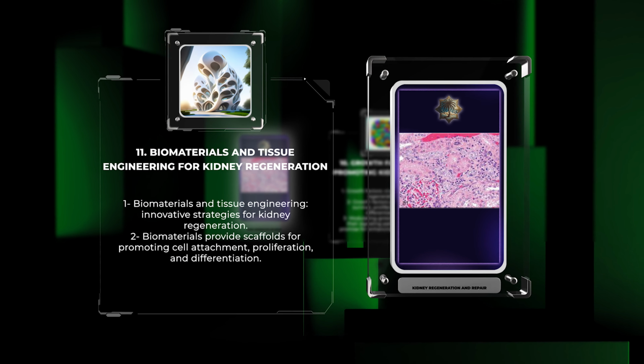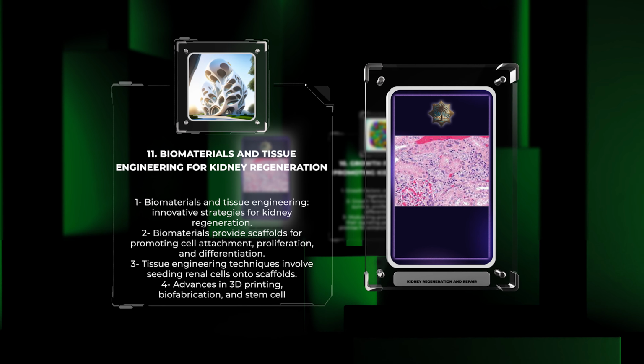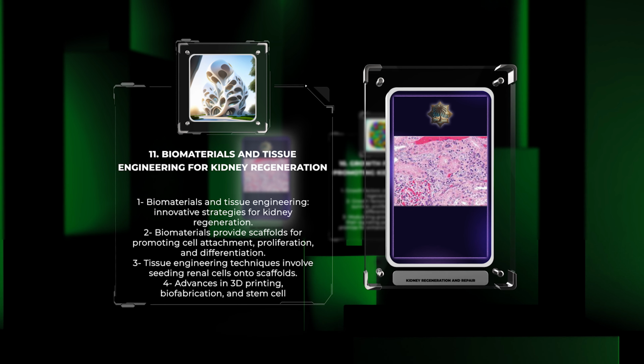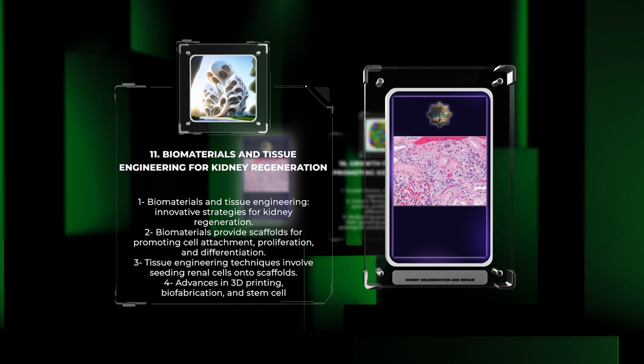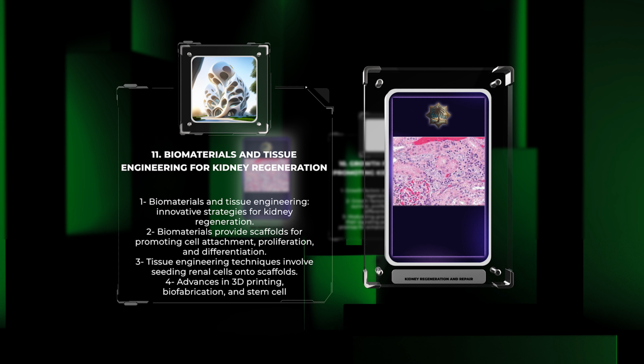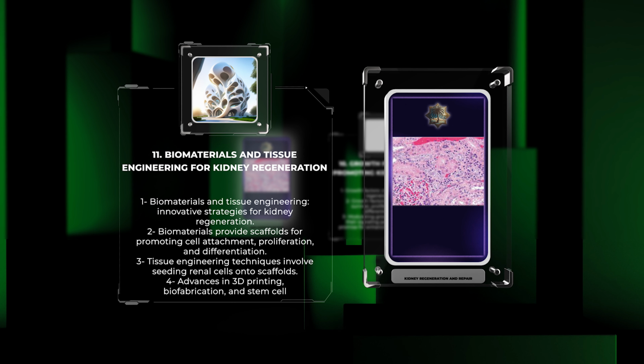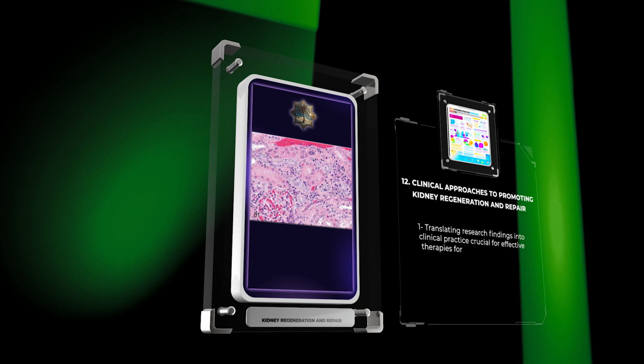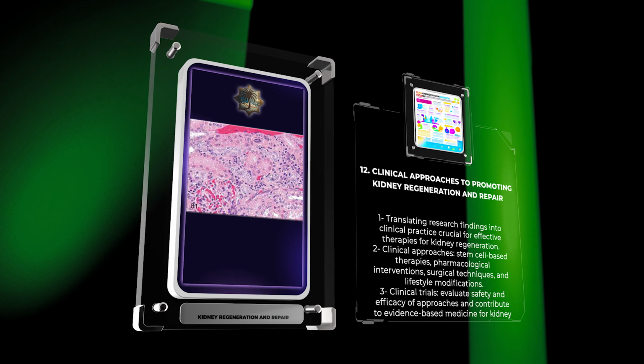Biomaterials and tissue engineering approaches offer innovative strategies for kidney regeneration. Biomaterials provide scaffolds that mimic the native kidney microenvironment, promoting cell attachment, proliferation, and differentiation. Tissue engineering techniques involve the seeding of renal cells onto these scaffolds to create functional renal tissue in vitro or in vivo. Advances in 3D printing, biofabrication, and stem cell technologies have revolutionized the field of renal tissue engineering. These approaches hold great promise for the development of patient-specific therapies that can overcome the limitations of traditional transplantation and enhance kidney regeneration.